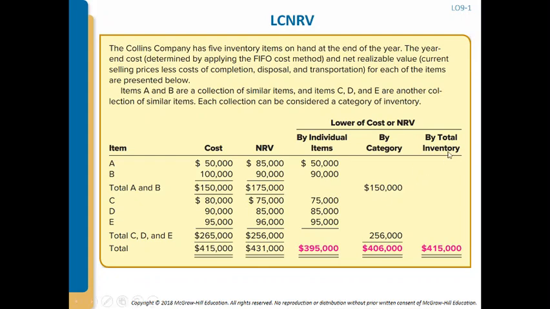Then if you do it by total inventory, where did you come up with this number? Well, total NRV is 431,000, and you compare that with the total inventory cost of 415,000. Since the total cost is less than total NRV, you take the lower of the two, which is cost, 415,000. So that's how you came up with that number. So you would have no write down in that case.